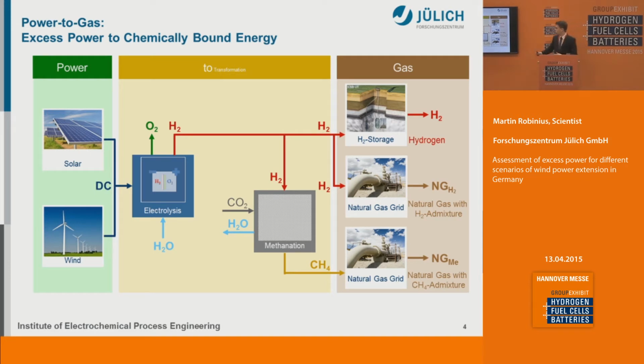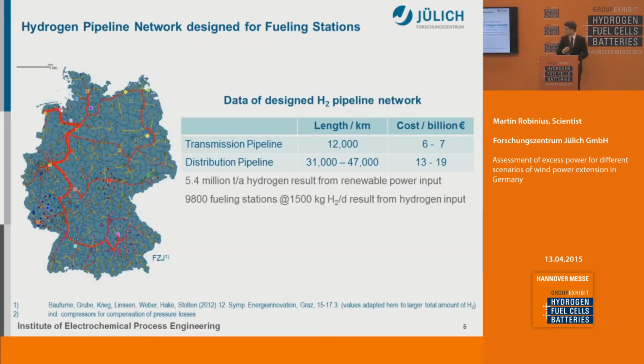The other way is to feed it in; in Germany it's about 5% in the natural gas grid. Another possibility is to produce methane by using CO2 and the hydrogen, and then actually we don't have any limits in the natural gas grid.